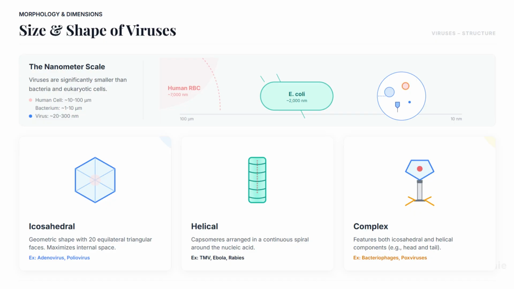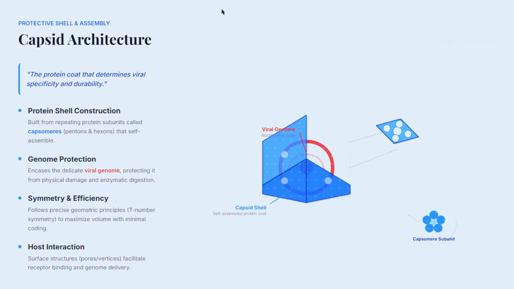Third is the complex shape, which features combinations of icosahedral and helical parts like the head and tail structure seen in bacteriophages. Pox viruses are also considered complex. Moving forward, we'll take a closer look at the virus protective shell and assembly, focusing on capsid architecture.